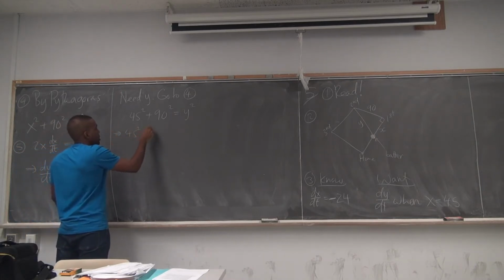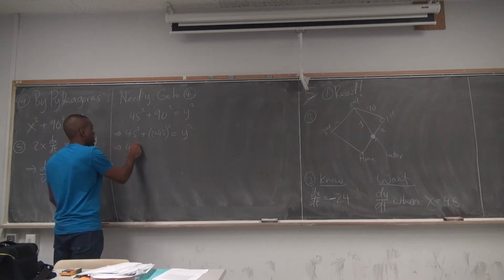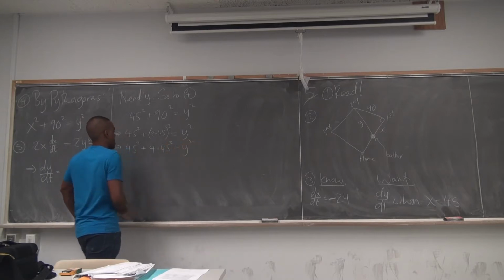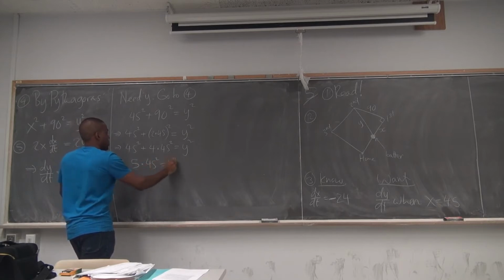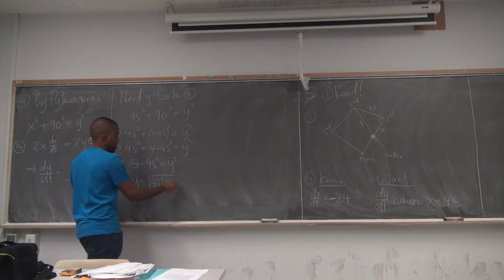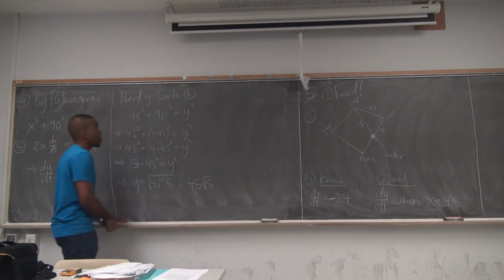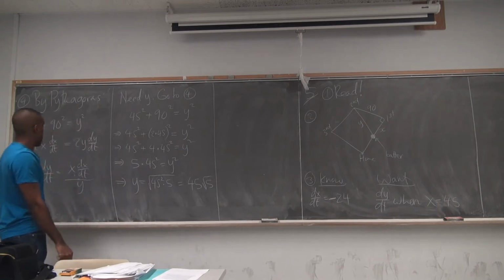So 45 squared. The good thing about 90 is it's actually 2 times 45, which I'm going to take advantage of. So that means this is 4 times 45 squared. Which makes this side 5 times 45 squared. Which means my y is actually the square root of 45 squared times 5. Simplify the radical, and I would get 45 radical 5. Okay. So that's my y value.